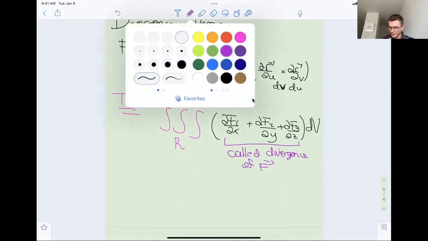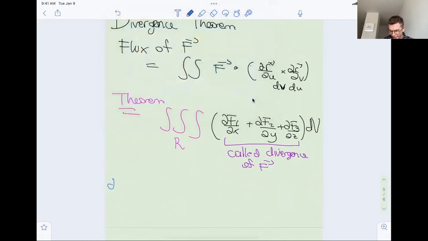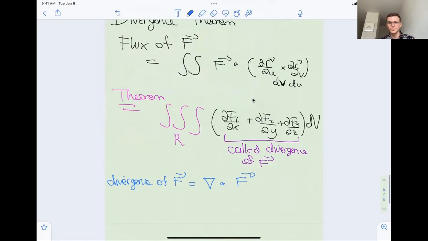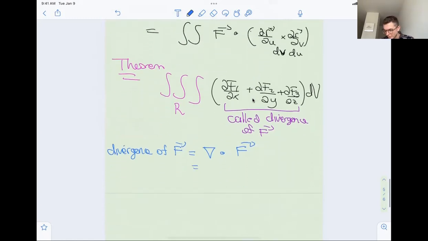So let me write it here. The divergence of f is also written this other way. And if you write it this way, it should remind you of the notation we use for the curl. So you really should think that you're doing some sort of dot product. And what is the dot product in this case? Well, it is a dot product between the partial derivatives and f1, f2, f3.